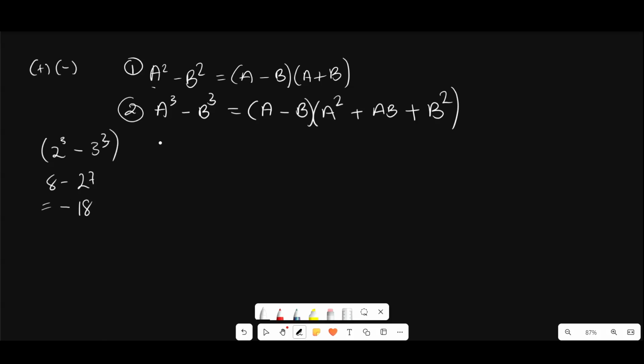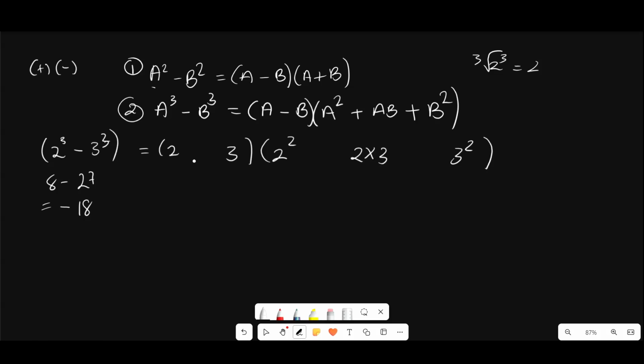Please correct me there if I'm wrong. But if you want to factorize this, remember we said you're going to cube root the 2, the cube root of 2 will give us 2, hence you write 2 here. The cube root of 27 is 3. Then in the big bracket, you square 2, which is 2 squared, and then square the 3, which is 3 squared, and then you multiply these two numbers, which is 2 times 3.